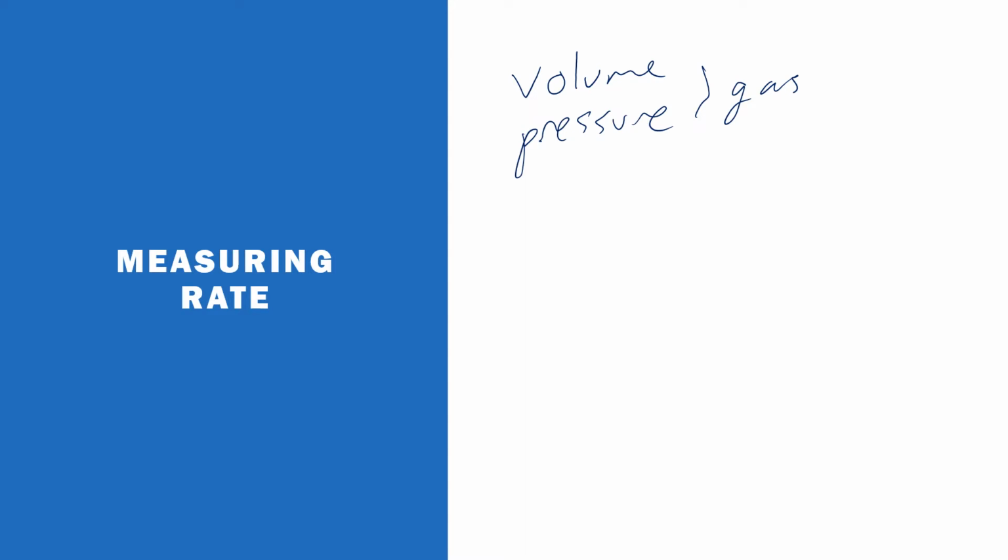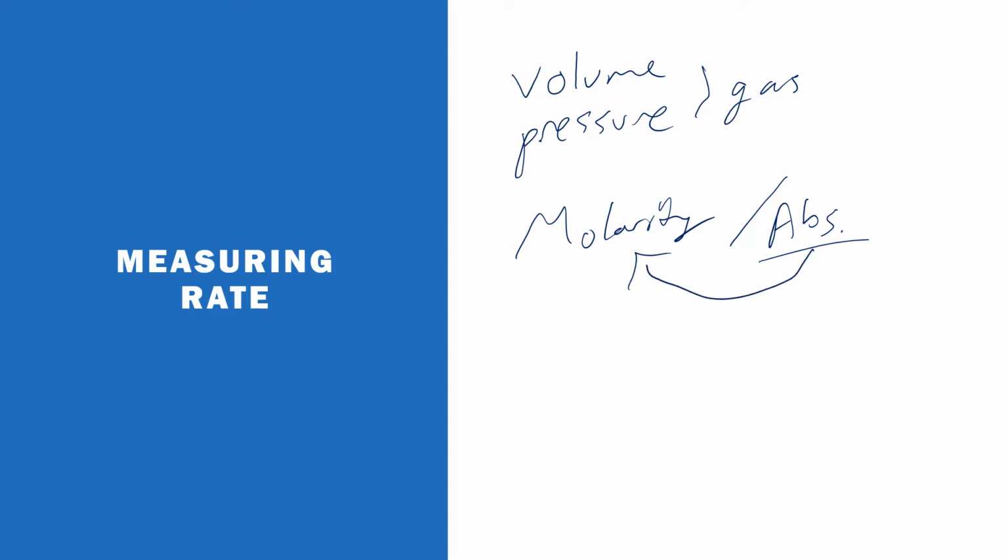Okay. You could also measure change in molarity. That's a little harder to directly measure, but you could use absorbance to measure molarity if you have a calibration curve, and then use a change in absorbance. Use your Beer's law to convert absorbance into concentration and track that over time.